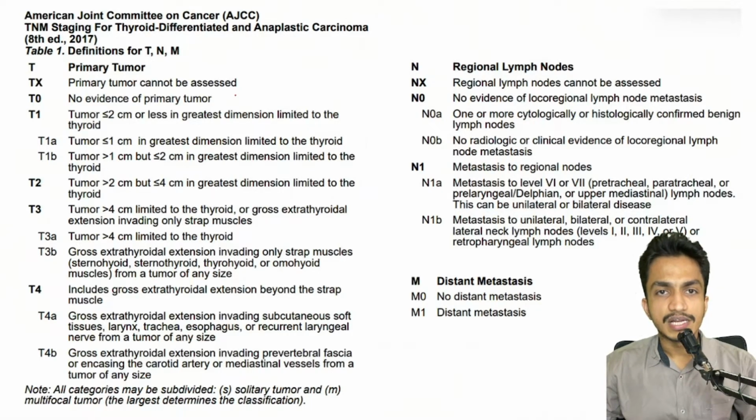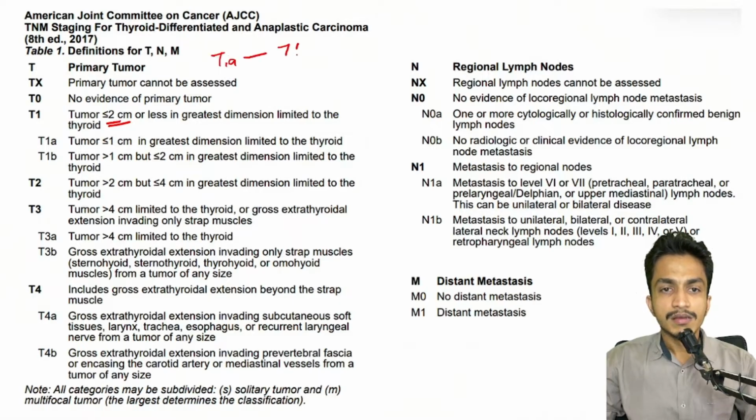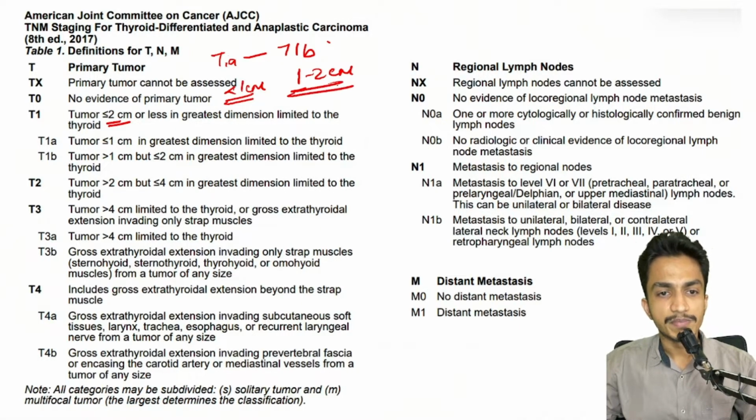Now we'll start with the T staging, that is it is starting with the size of less than 2 centimeter. So it is divided into two, that is T1A and T1B. So if it is less than 1 centimeter, it is T1A. If it is between 1 to 2 centimeter, it is T1B. Now if it is between 2 to 4, it is T2. If it is greater than 4 but limited to thyroid, it is T3A.